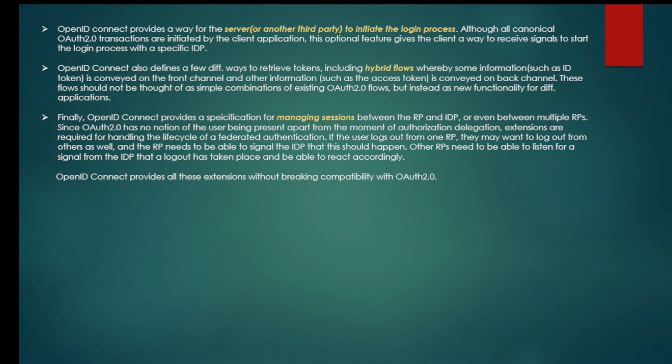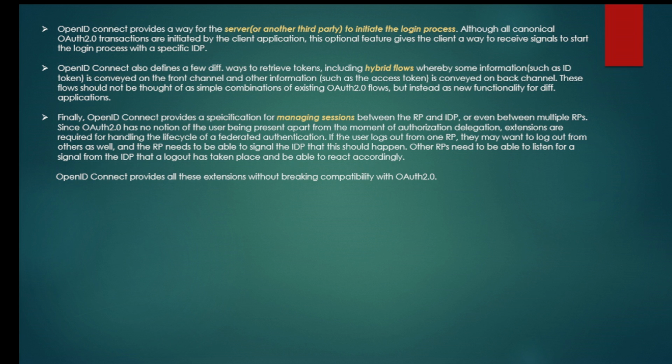If the user logs out from one relying party, they may want to log out from others as well, and the relying party needs to be able to signal the identity provider that this should happen. So other relying parties need to be able to listen for a signal from the IDP that a logout has taken place, and react accordingly. OpenID Connect provides all these extensions without breaking compatibility with OAuth 2.0.